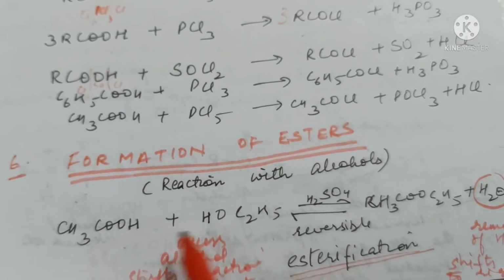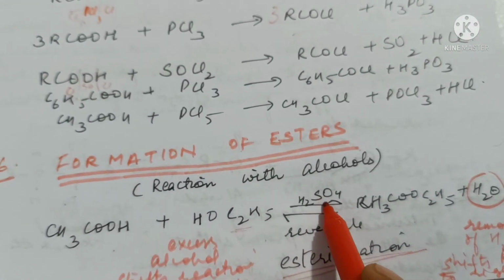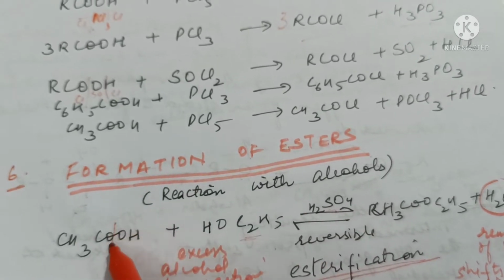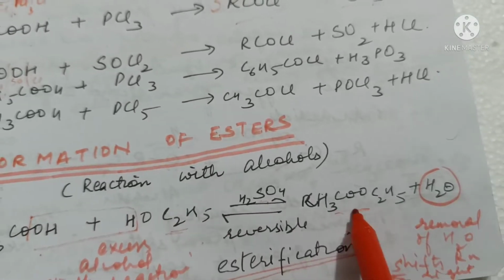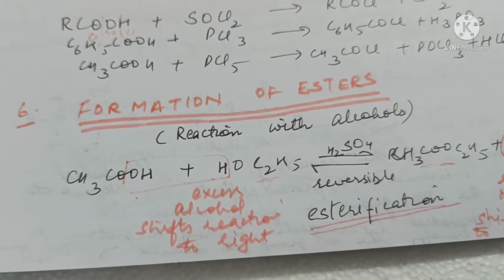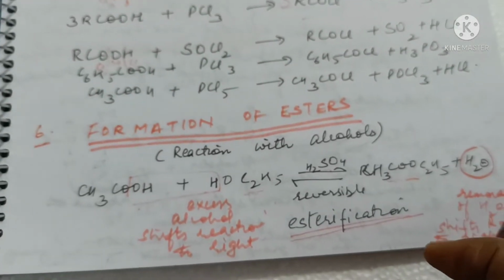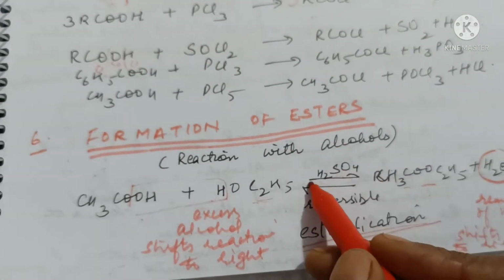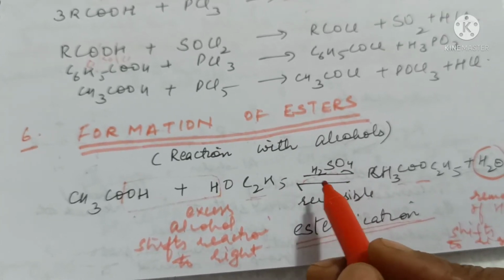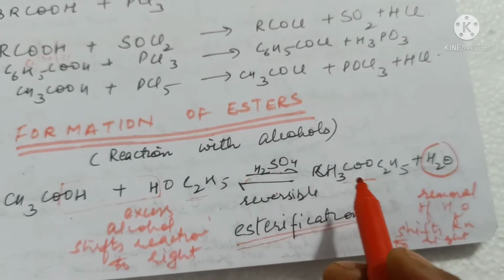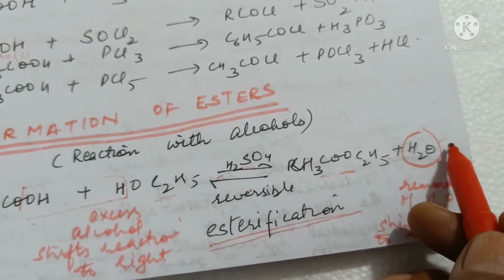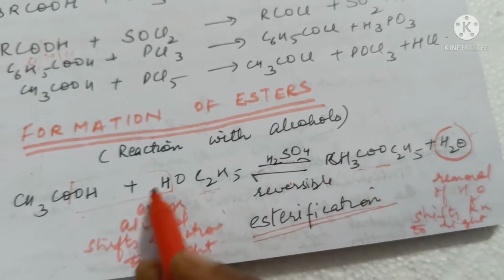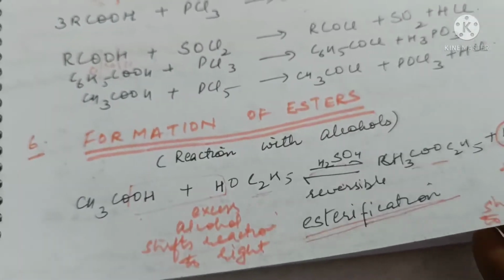Then when acids are made to react with alcohols in presence of concentrated sulfuric acid, the OH of acid combines with H of alcohol to form water, and the remaining parts combine to form the ester. So sweet smelling esters are formed. This reaction is called esterification reaction. Now this is a reversible process, so the reaction can be made to go in the forward direction if either we remove water after its formation, or we use excess of reactant alcohol. So ester will be formed.